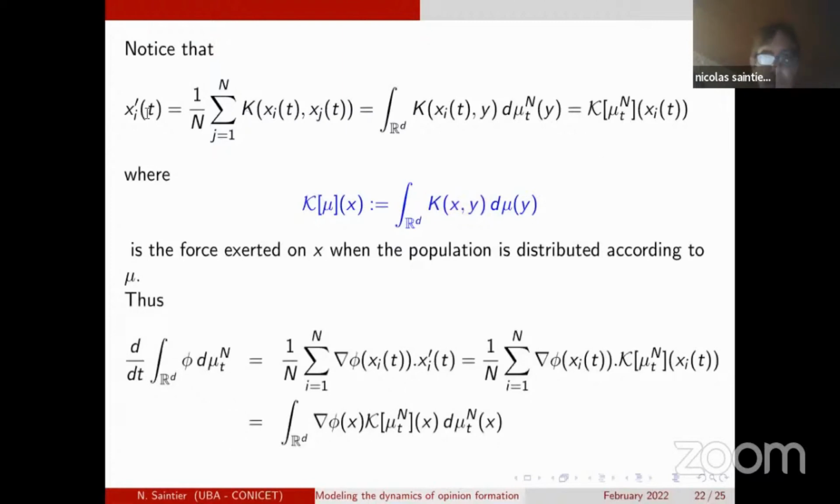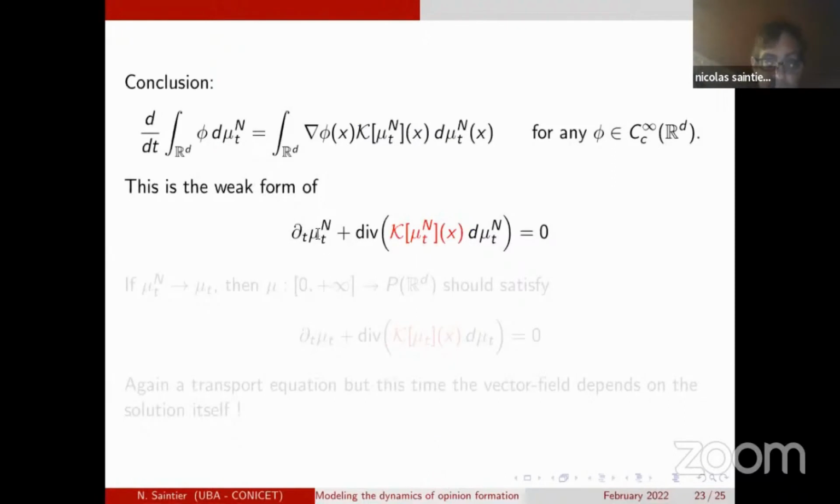Because if we come back here, we can rewrite everything in that way. And this is good because if you think this is your V, then here you have the weak formulation of the transport equation we were studying before, right? Which is this one. So that's nice.